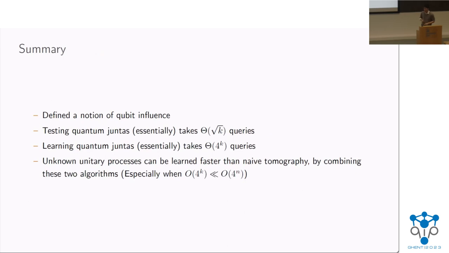Okay, so those are the results. So 4 to the k for learning, square root k for testing, and just to sum up, we've defined a notion of influence. We've looked at the complexity of testing quantum juntas and learning quantum juntas, and tying this back to the original motivation. If we have an unknown process, then we're now able to test it in a small number of queries, and also if we know it's a junta, then we can learn it in a much smaller number of queries than if we just did naive tomography.